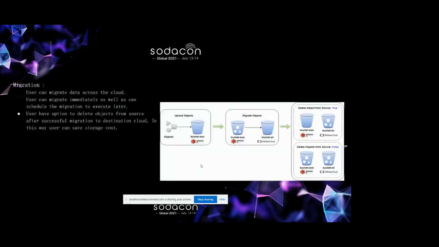Next one is migration. Migration is nothing but migrating your data from one cloud to another cloud, across clouds or within the same cloud. Here the user can migrate within the same cloud or across clouds, with an option to delete the object from the source after the migration is done. In this way, the user can also save storage cost when migrating from one cloud to another.